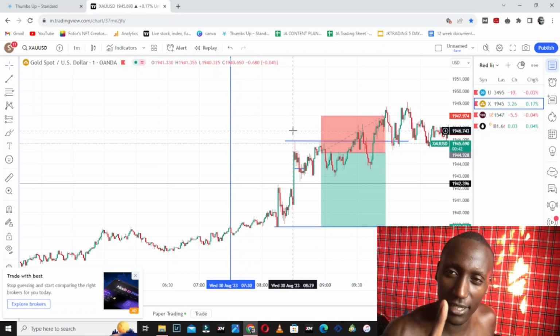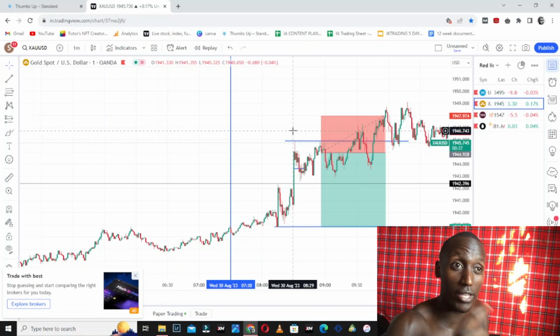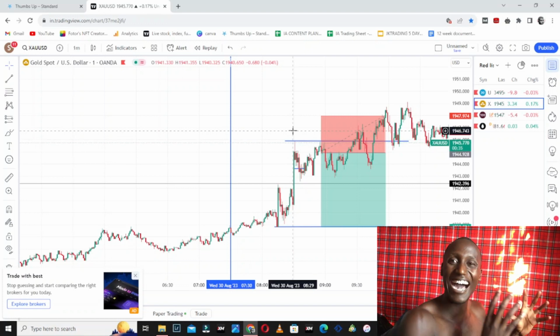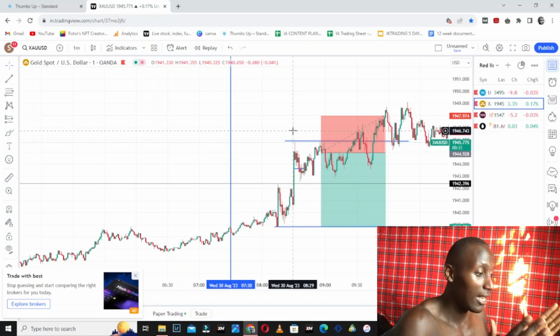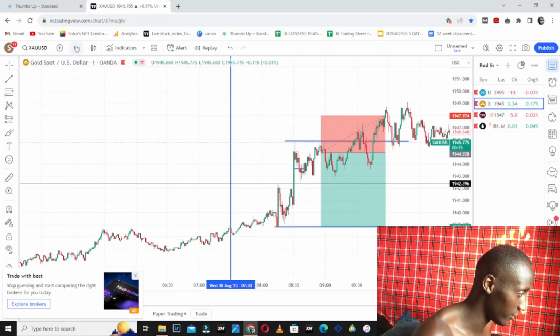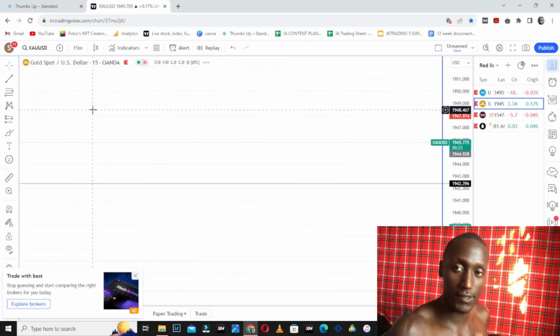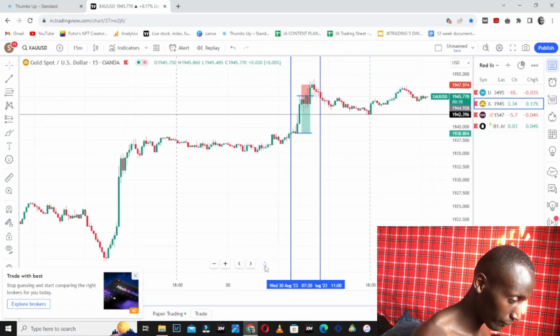So the first thing that I know price will continue the trend is if they give us a reversal setup earlier. If we have a reversal setup in the first hour, then I know most probably we are continuing with the trend. Now, this rule only applies in the first hour.